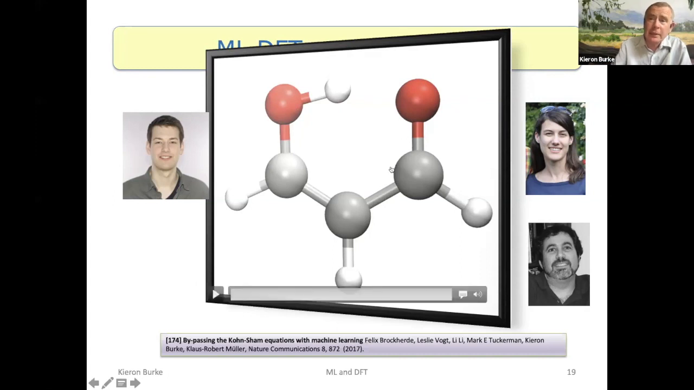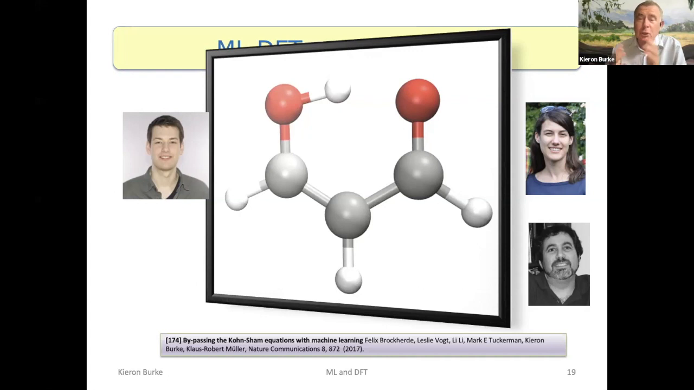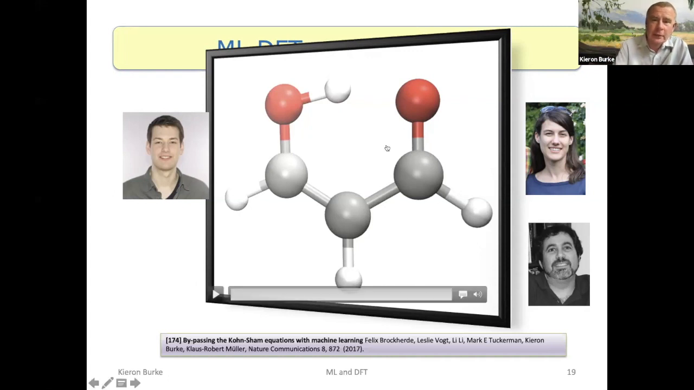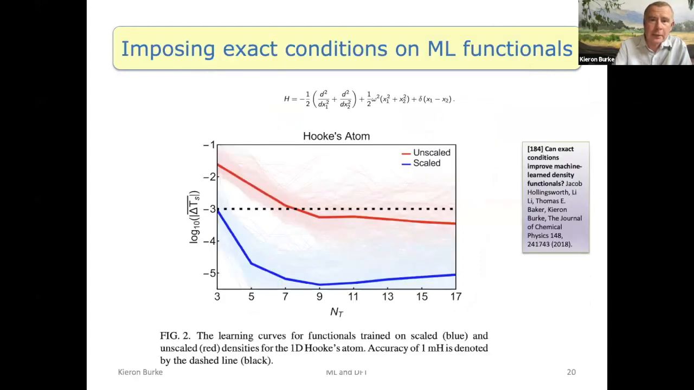This got a lot of attention because this was the first MD with a machine learned density functional, and it showed that it could reproduce the results of the Kohn-Sham DFT very well. Okay. We've also checked out exact conditions, which is what people usually do. And in some cases, they can certainly make things much more efficient for the machine learning if you use exact conditions that are known from DFT.